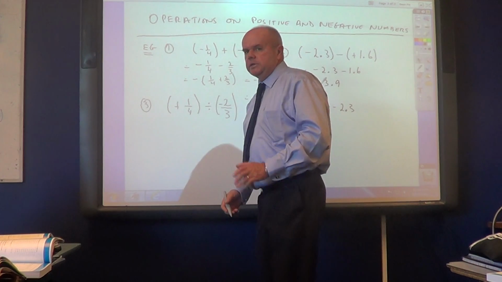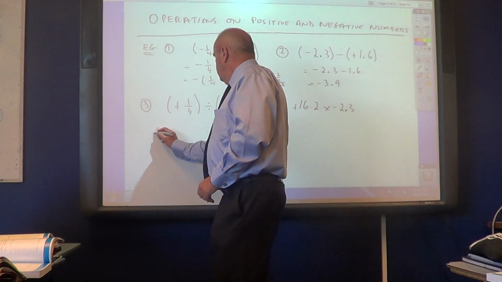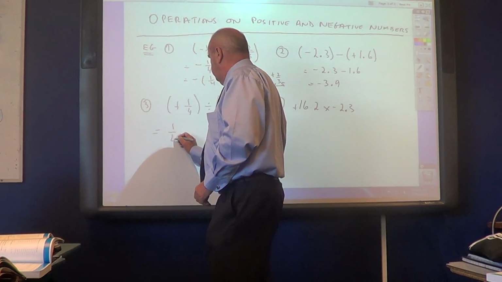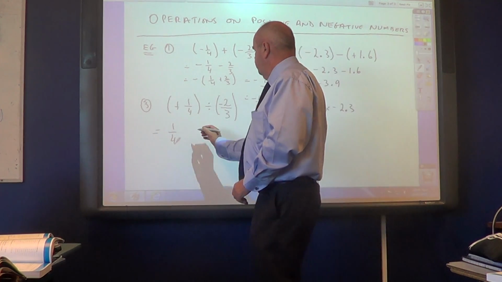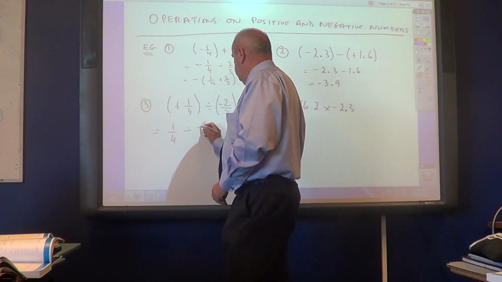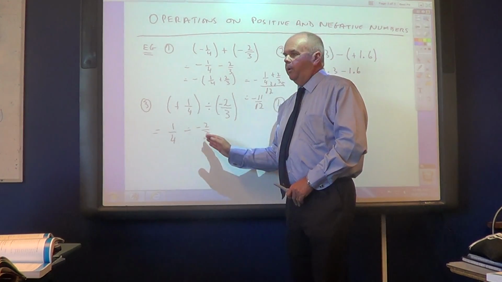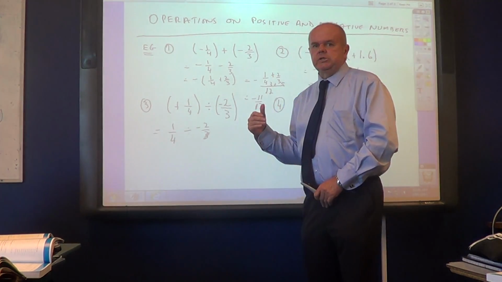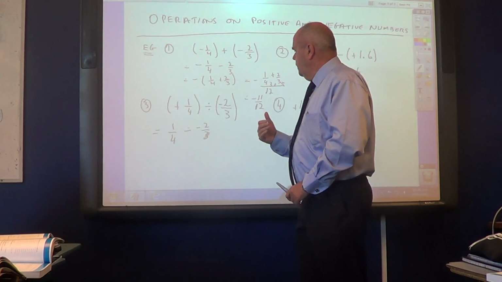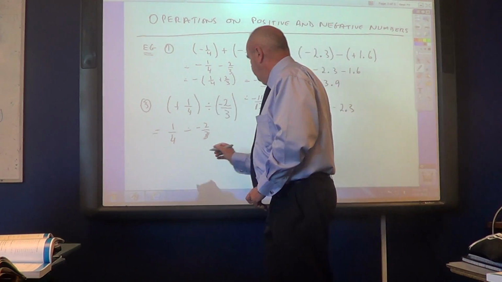Now, what's the go here? Well, let's get rid of the brackets. They're not helping us much at all. This is equal to a quarter. I don't even need the positive sign there. And I'm dividing by negative 2/3. Okay, so I'm dividing a positive by a negative, which means my answer is going to be negative. And I just keep that in the back of my head, really.